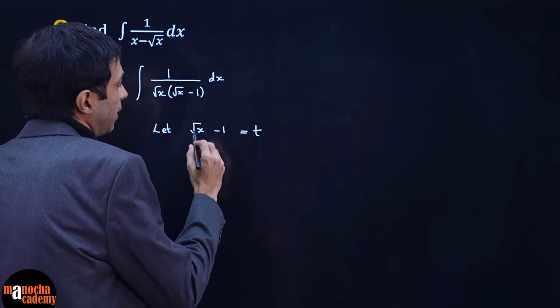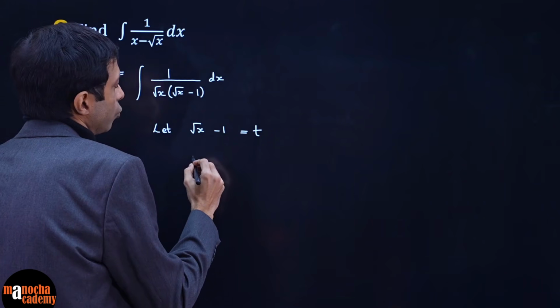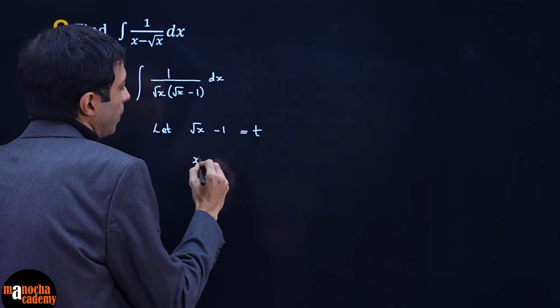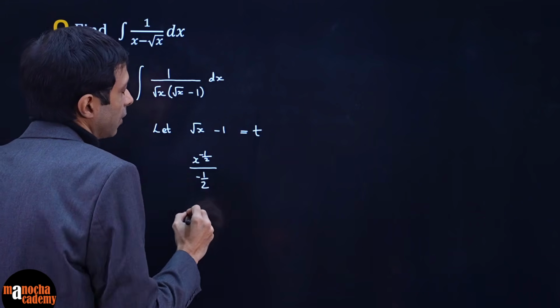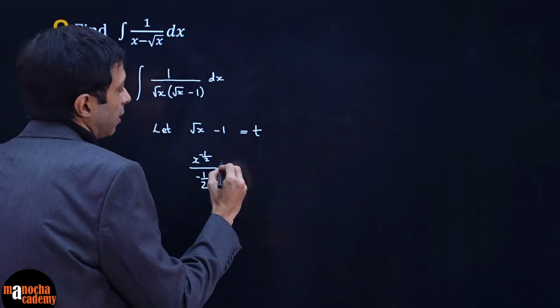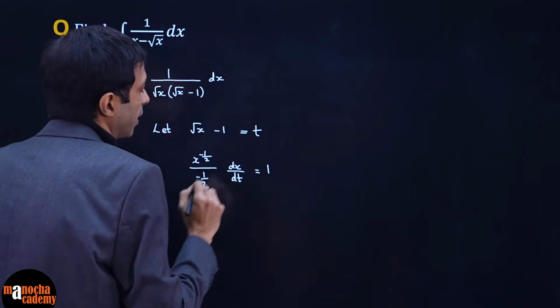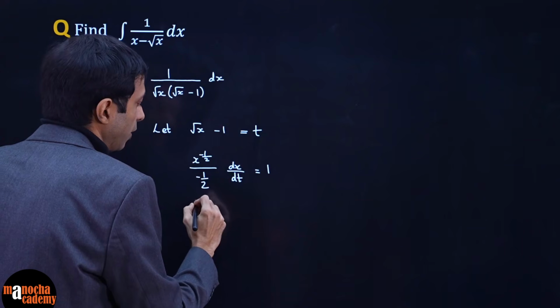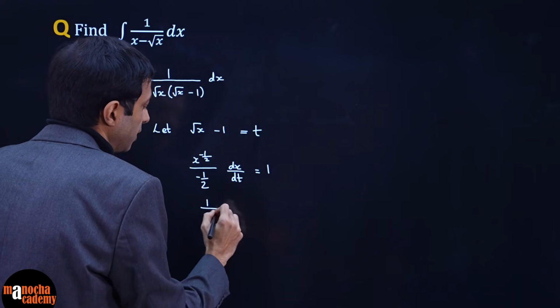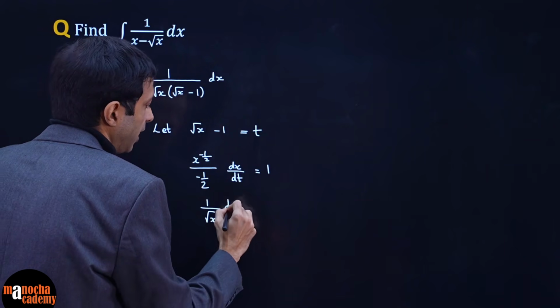So here you will get, this is nothing but x to the power half. So this will give you x to the power minus half, right? Because minus 1 divided by minus half. Okay, and here we are going to get dx dt, and this side we are going to get a 1. Got it? Now see carefully, write this out carefully. So basically what are we getting? X to the power minus half means nothing but 1 by root x dx.